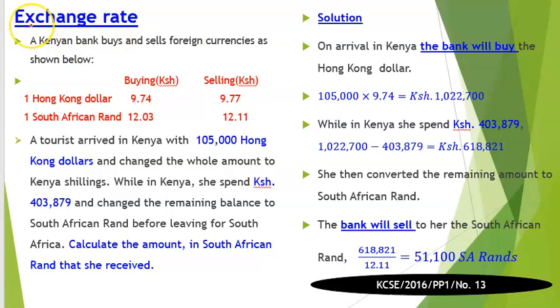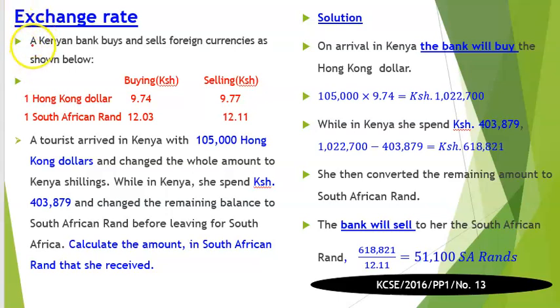And the area I want us to move on today is exchange rates. Under these exchange rates, I want us to know how to change one currency to another. Again, I'm going to use a question to be able to explain this concept in detail.